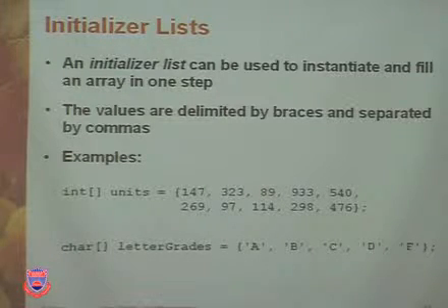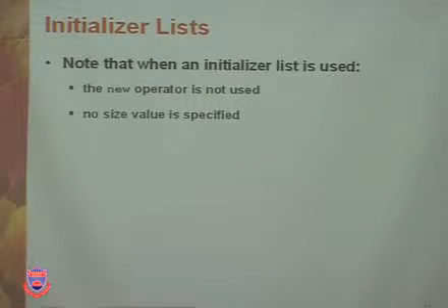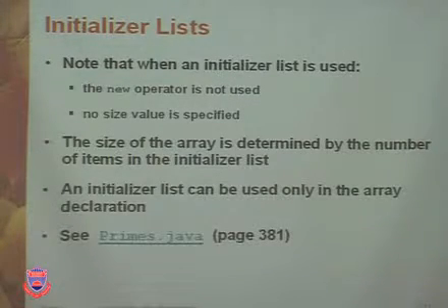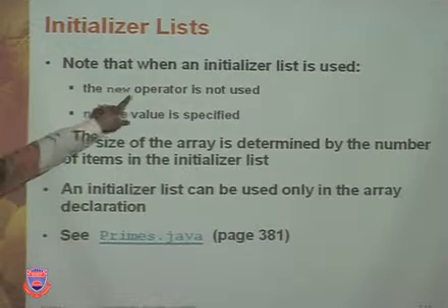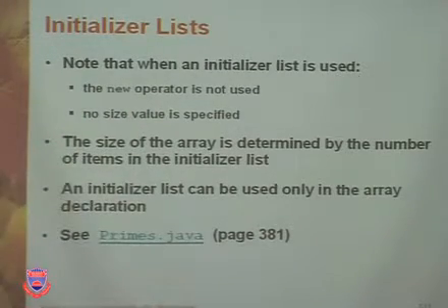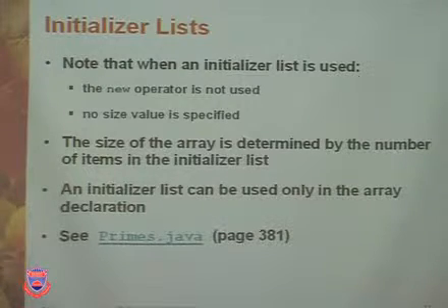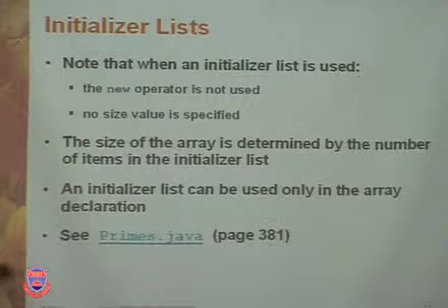Also, you can do it with characters, where you assign those characters to the array. When an initializer list is used, the new operator is not used, as I mentioned, and there's no size value specified at the beginning. It is based on the number of entries you have in your initializer. So let's see the Primes.java example.